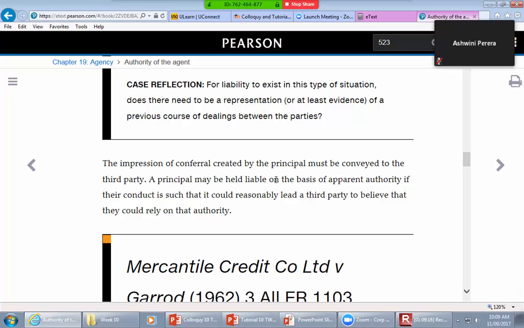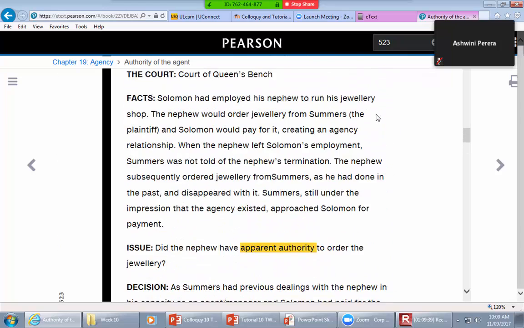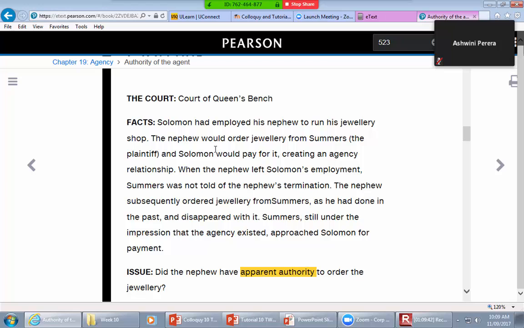Case reflection. For liability to exist in this type of situation, does there need to be a representation? Remember representation, misrepresentation? Or at least evidence of a previous course of dealings between the parties. So they're saying if we change this scenario, okay, to a situation, so what do we need to change? So the nephew, here it said the nephew would order jewelry from Summers, and Solomon would pay for it. So it's the normal course of business.